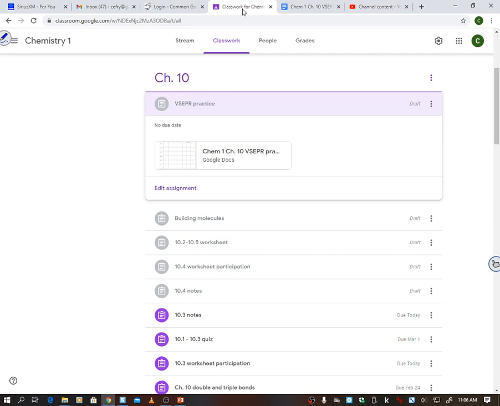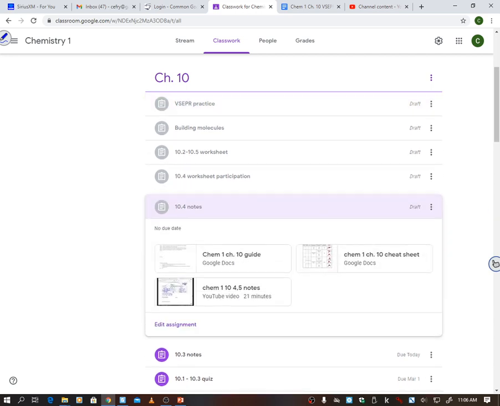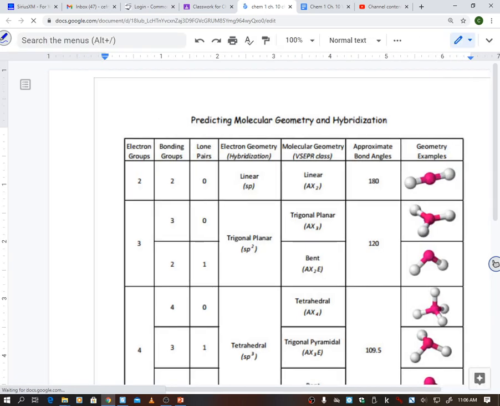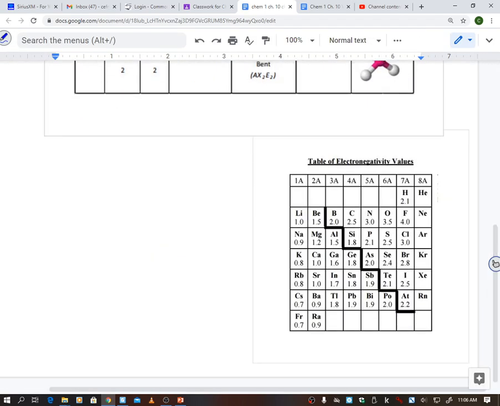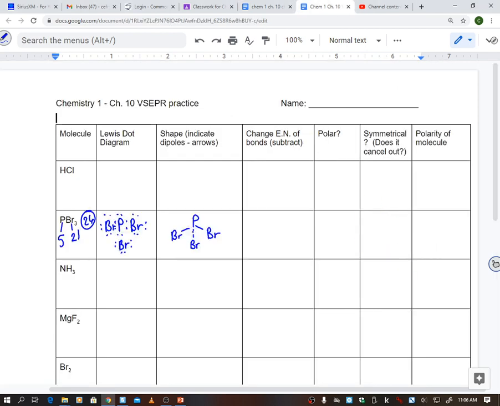So I'm going to go back to my 10.4 notes. I know it's here, this one. I'm going to look at phosphorus versus bromine. And bromine's got the higher number, so that's where my arrows are going to point. I'm going to put my arrows there.